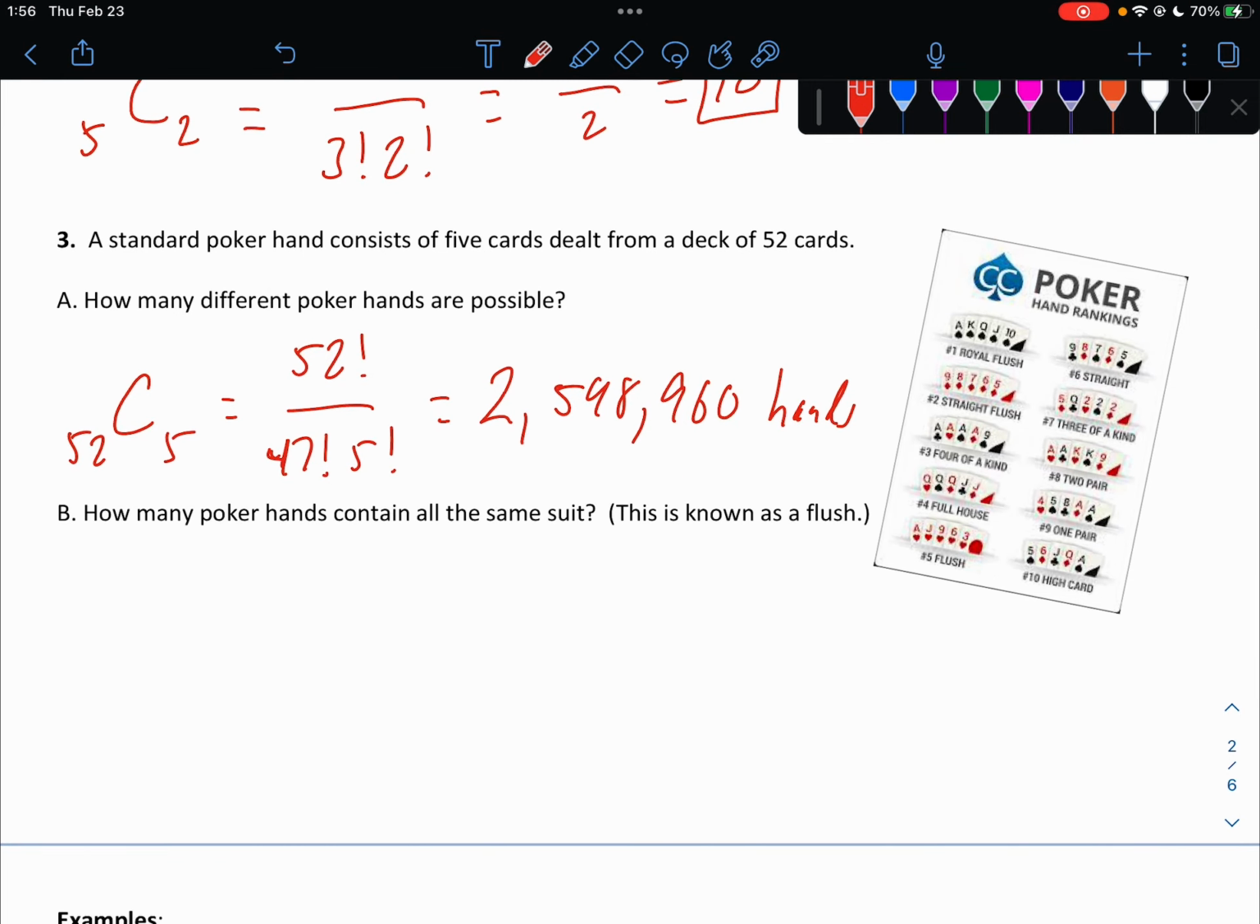How many poker hands contain all of the same suit? This is known as a flush in poker. Okay? All right, so if we want 5 cards that are all the same suit, that means we've got to choose the suit first and then choose 5 of that suit.